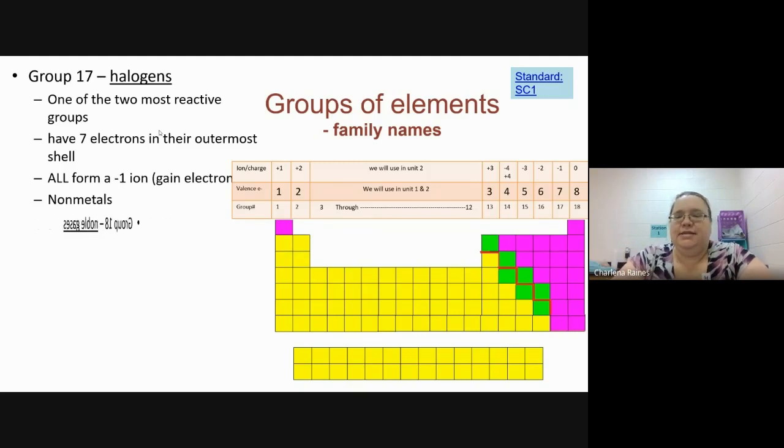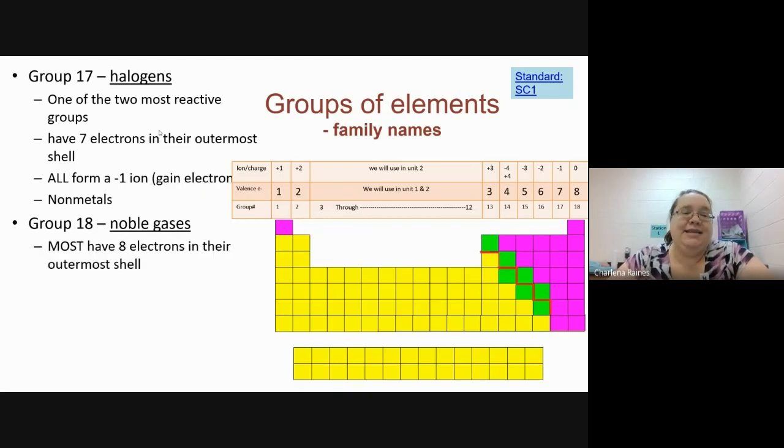Last but not least, group 18 are our noble gases. They get their name from the fact that they do not interact typically with other elements on the table. They are noble because they don't form bonds. They don't form bonds because they have 8 valence electrons. There is an exception to that.